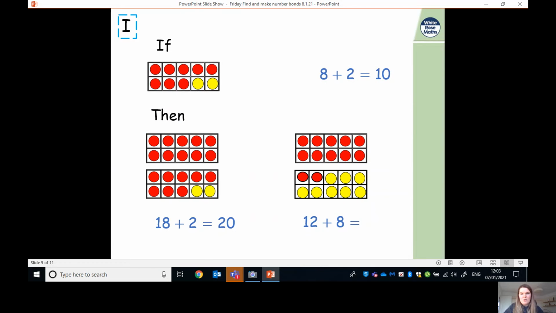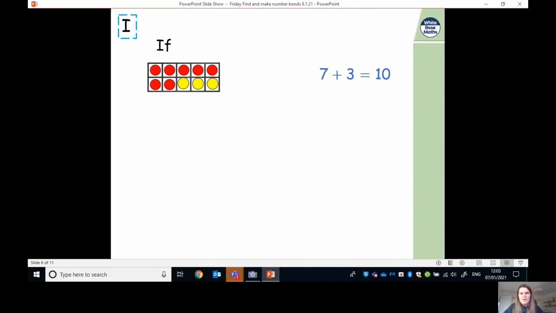So 18 plus 2 is 20 and 12 plus 8 is 20. We were using our number bond 8 and 2 that makes 10 to help us. So let's try a different number bond. This time we've got 7 plus 3 equals 10. Let's bear that in mind when we do our calculations.